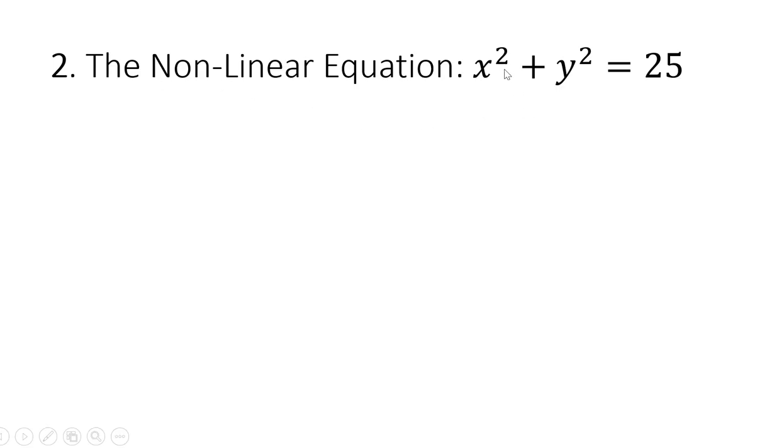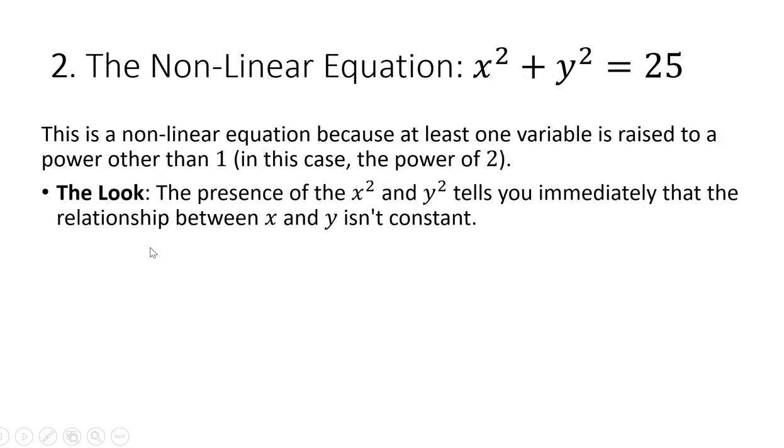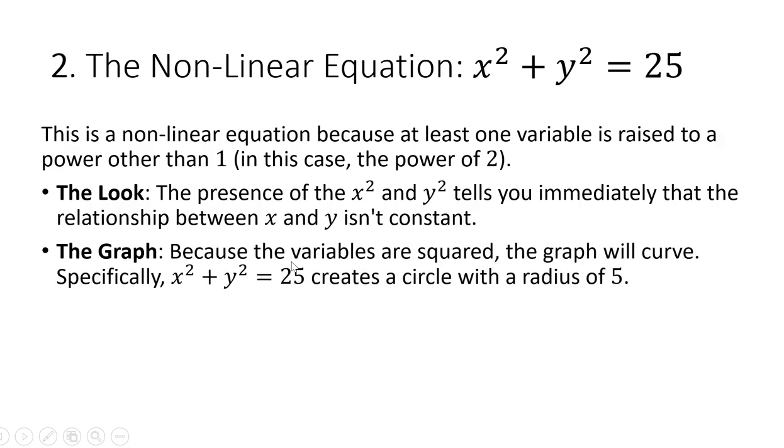Then the non-linear equation, x squared plus y squared equals 25. So how do we identify it? It's non-linear because at least one variable is raised to a power other than 1. In this case, x and y are both raised to a 2. So the presence of the x squared and the y squared tells you immediately that the relationship between x and y is not linear. And if we graphed it, because the variable is squared, it's some sort of curve, and specifically, another part of your course here, this is the equation of a circle where the center is 0, 0 and the radius is 5. It creates a circle there with radius 5.